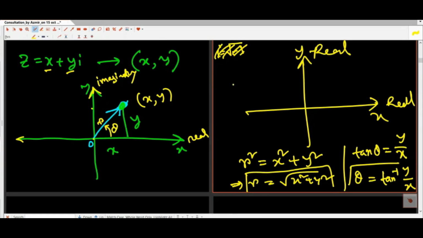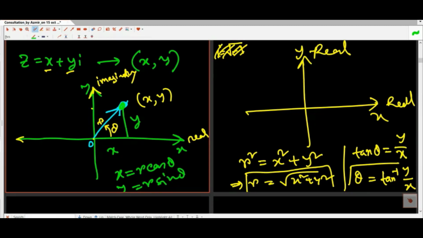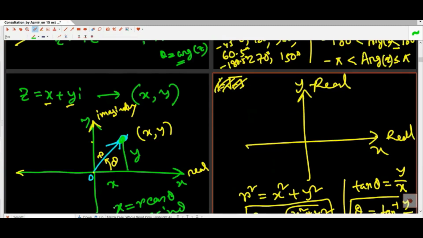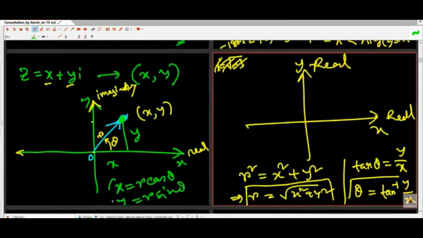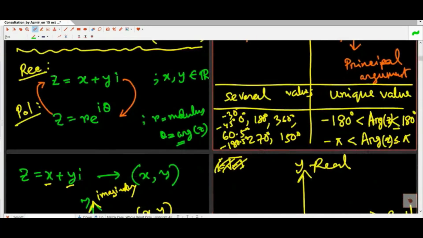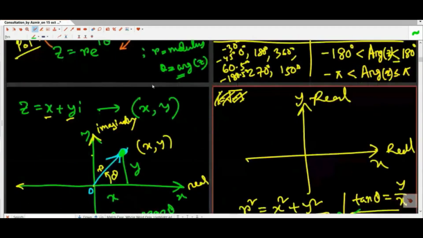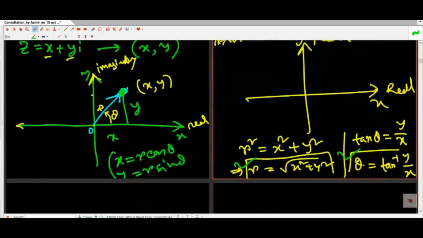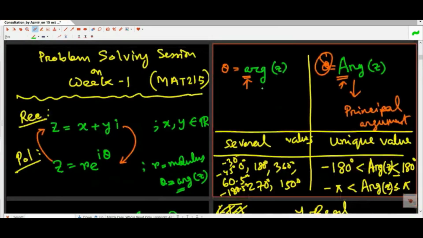Besides this, you can also recall the two alternative forms. What is x? x equals r cosine theta, y equals r sine theta. By these four relations, these two and this one, we can easily convert the rectangular form to polar form or from polar to rectangular. The angle that I have found here, theta equals tan inverse y over x, is known as the argument.